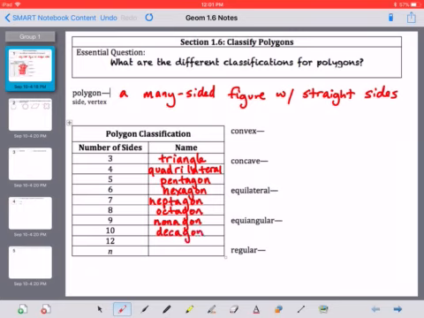There's no special name for an 11-sided, so I'm sorry. Let's take a moment of silence for an 11-sided polygon. It is nameless. Okay, that moment of silence is gone.